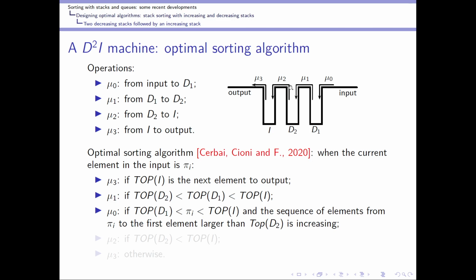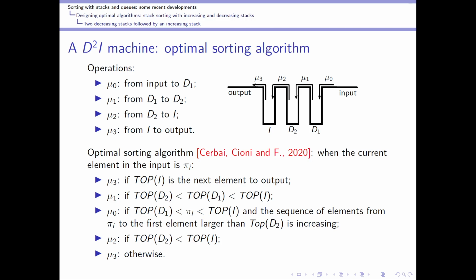Well, if this sequence is increasing, then you can perform mu0, otherwise you cannot. Supposing that you cannot perform mu0, you try to perform mu2, and in order to do this, you have just to check this trivial inequality. This is trivial because I is an increasing stack. Otherwise, if you cannot perform any of these operations, you just perform mu3, and this is the case in which you get a permutation which is not the identity permutation.